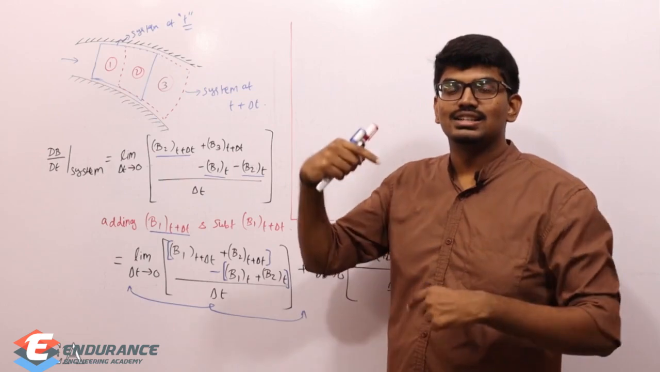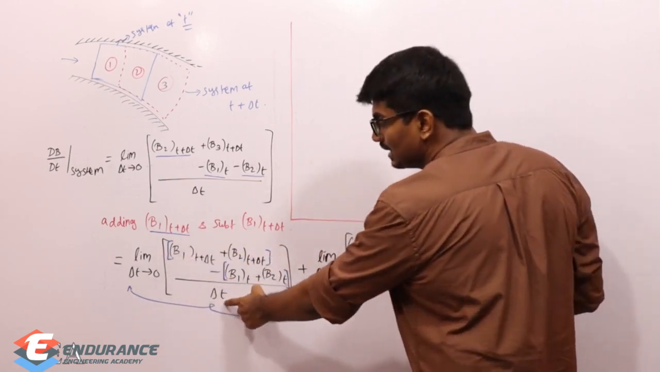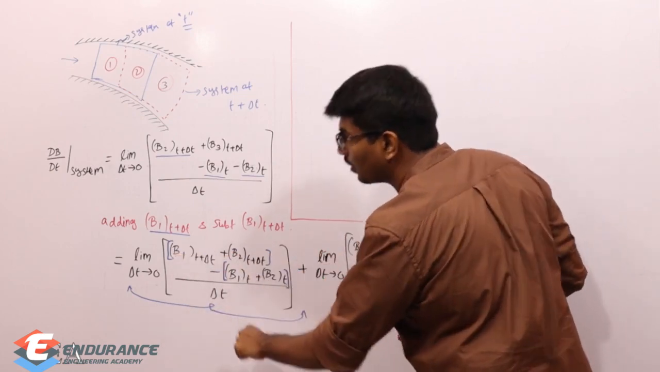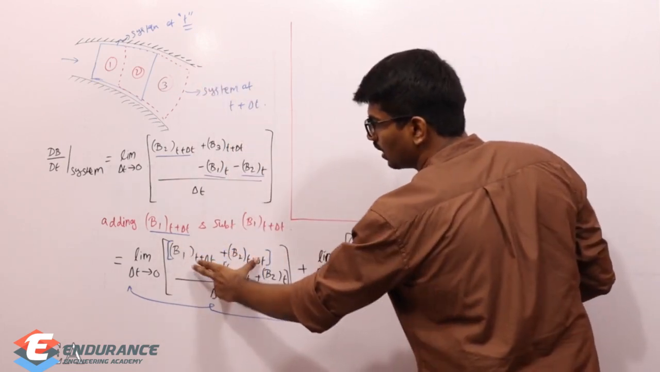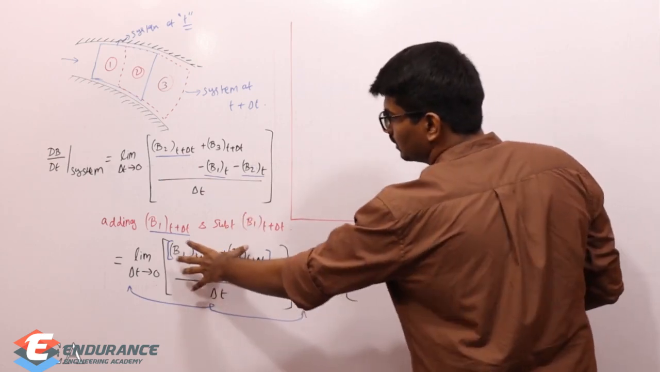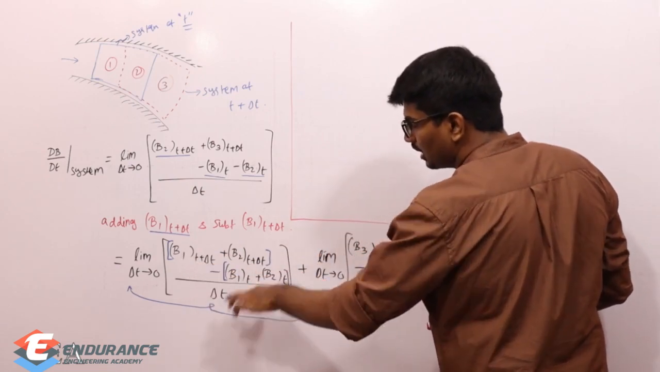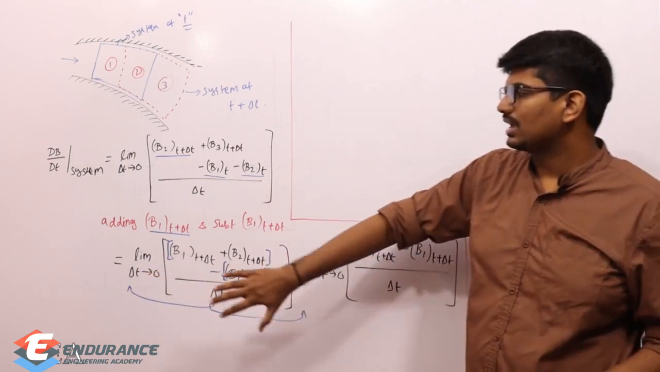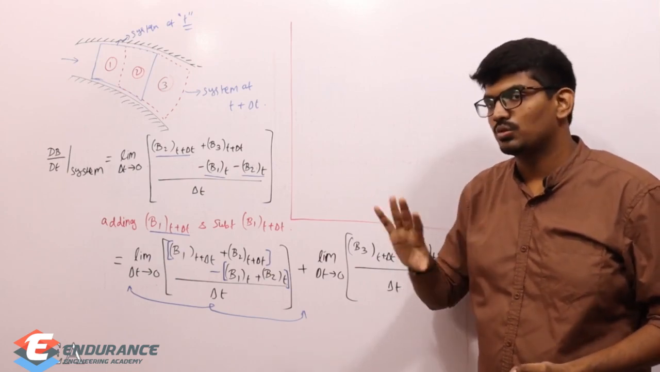Similarly, here it is d property B by dt, and this is taken for control volume only. Why control volume only? Because 1 and 2 combinedly is my control volume. This is the control volume condition at t plus delta t, this is the control volume condition at t, dividing with delta t, and applying limit delta t tending to 0. Same as the basic definition of differentiation, right? If you understood this point, then we are almost done.